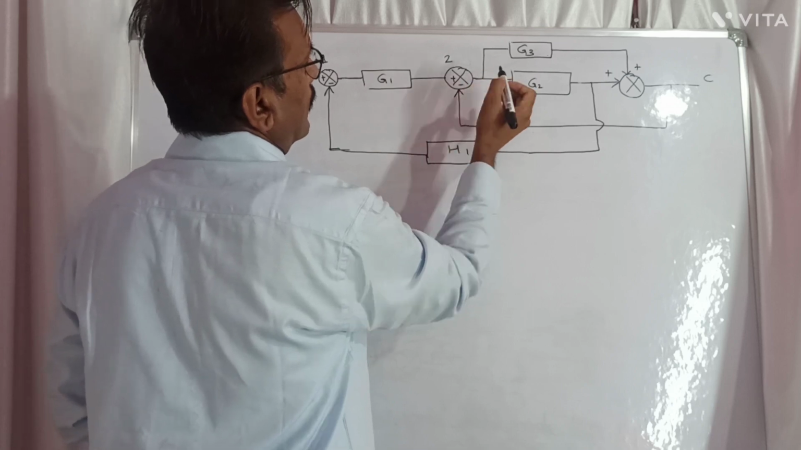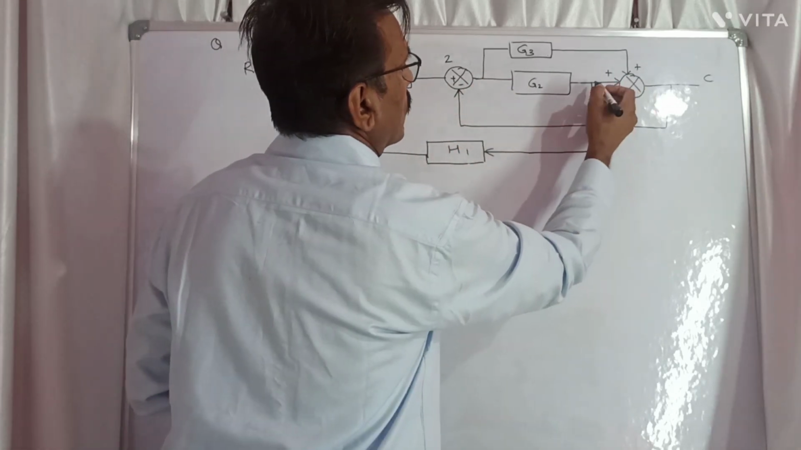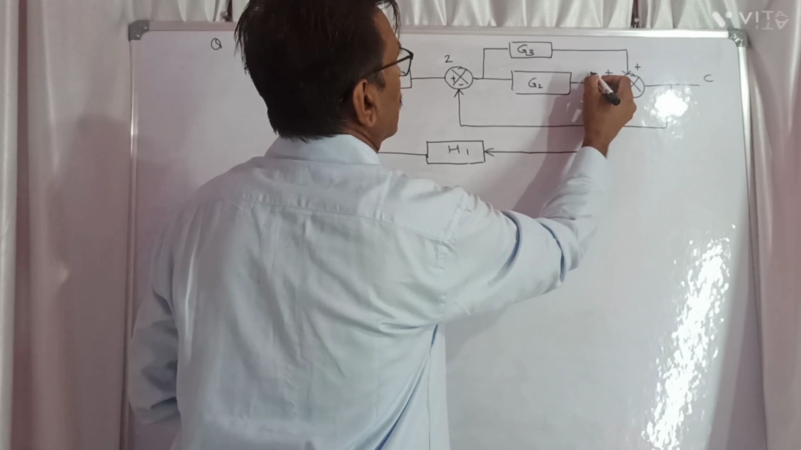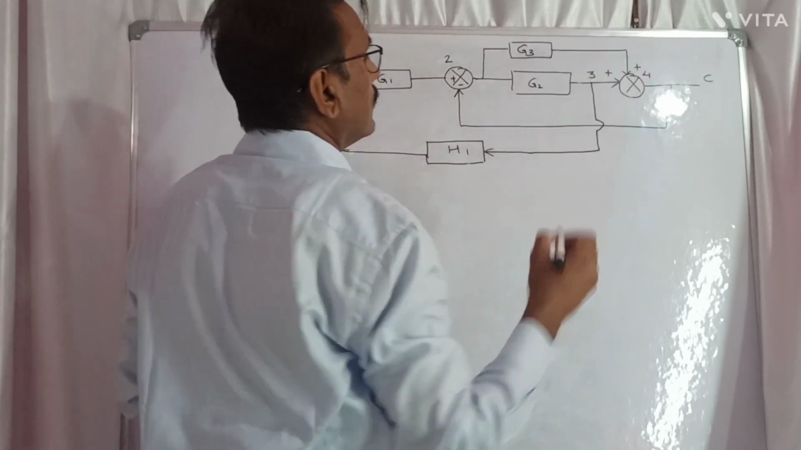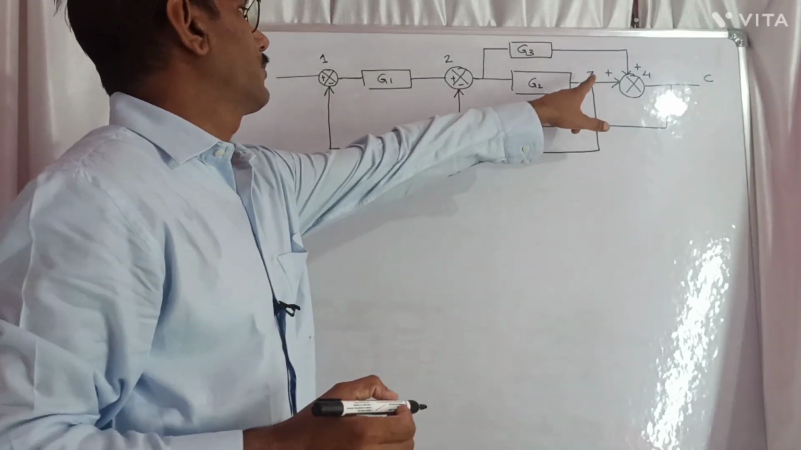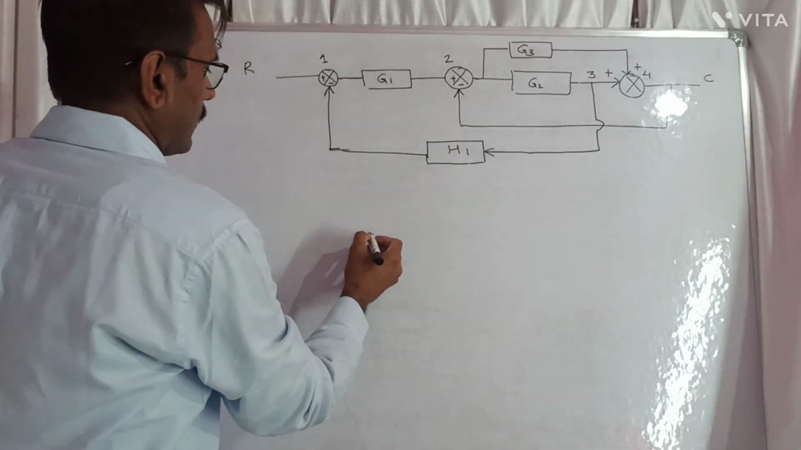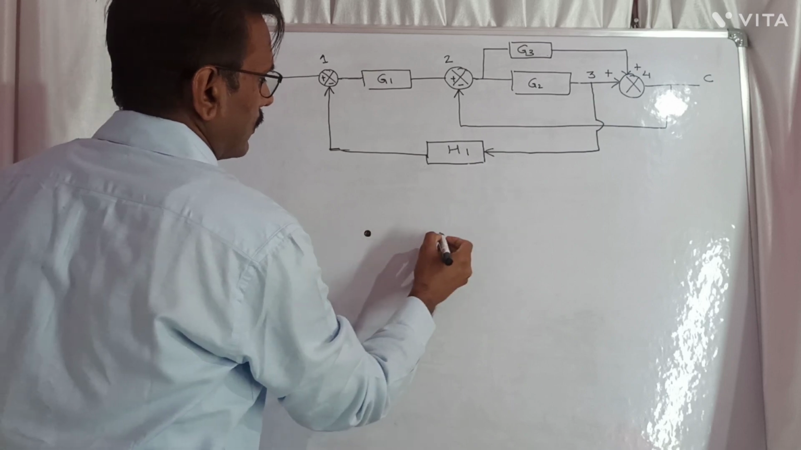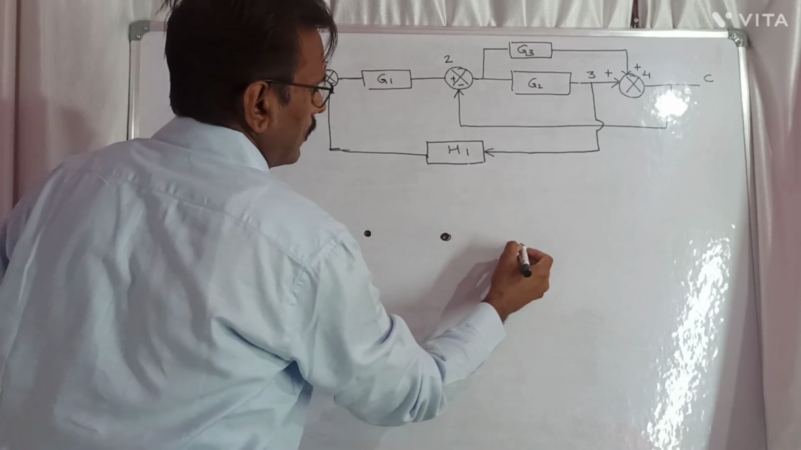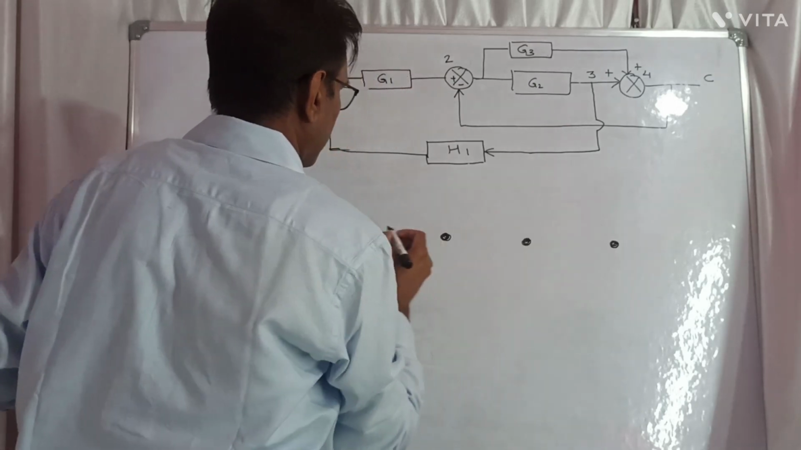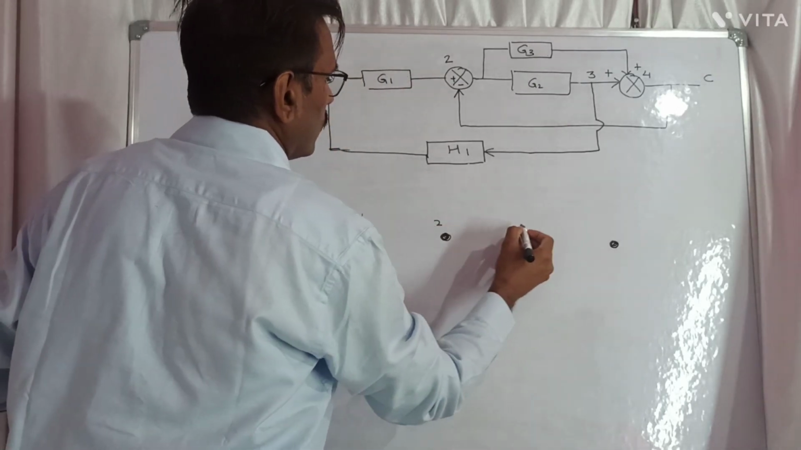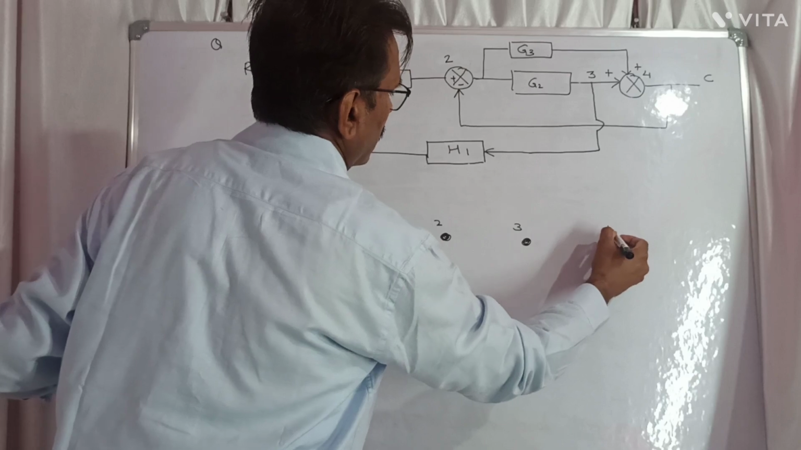So it is not taken as a node. This is the takeoff point before the summing point, so it is taken as a node, the third. This is node number 4. So a takeoff point before a summing point is also taken as a node. So we will draw 4 nodes: 1, 2, 3, 4. And we will write numbers 1, 2, 3 and 4 here.